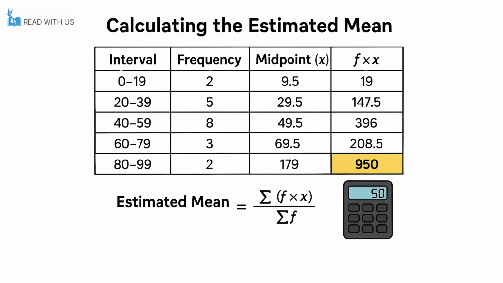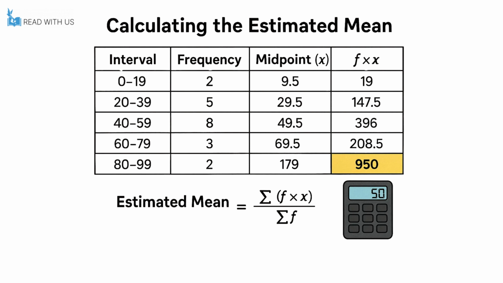For example, consider this data set of student test scores. Interval 0 to 19 has a frequency of 2, 20 to 39 has a frequency of 5, 40 to 59 has a frequency of 8, 60 to 79 has a frequency of 3, and 80 to 99 has a frequency of 2. The midpoints are calculated as follows.